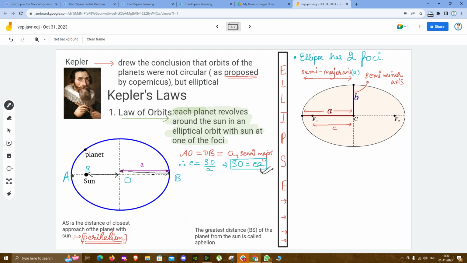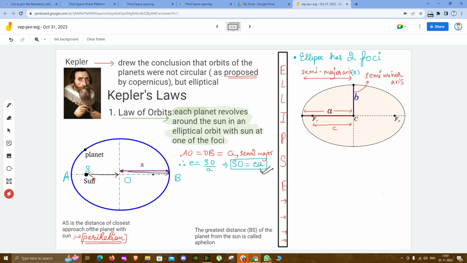Now, as you can see here, the value AS is the closest distance the planet can be to the sun, isn't it? When the planet is revolving around the sun, the closest it can get to the sun is at point A. So AS will be the smallest. Remember perihelion, with P as in the Hindi word pass. So you can remember this. The closest is perihelion. So it is the closest approach of the planet to the sun.